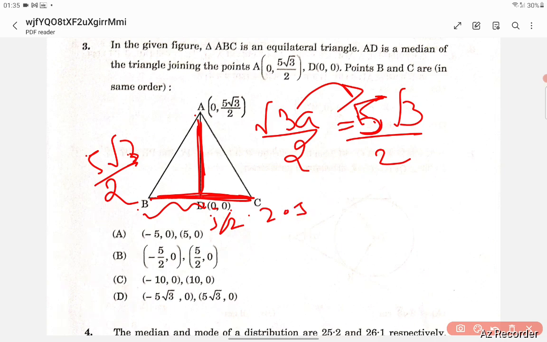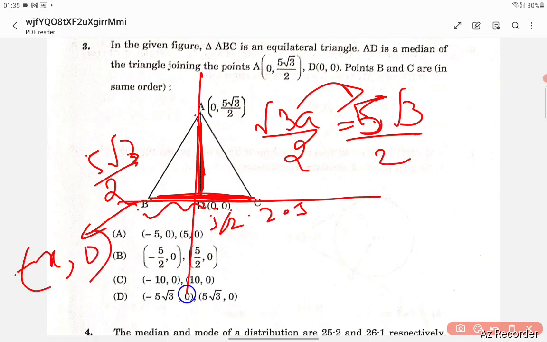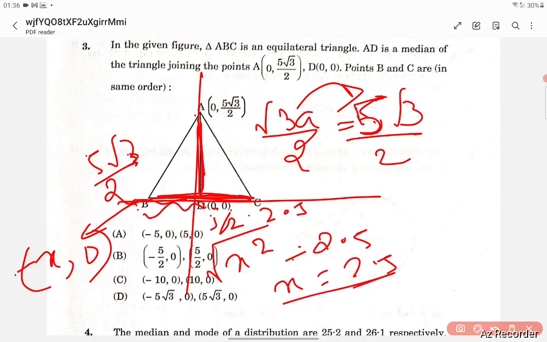Okay. Now B, we can take it as minus x comma 0, because this point is lying on the x-axis, right? So minus x comma 0. Now formulating the distance formula with this, we'll get x is equal to 2.5, actually minus 2.5. So from these options, option number B, which is minus 2.5 comma 0 and 5 comma 0, is the answer.